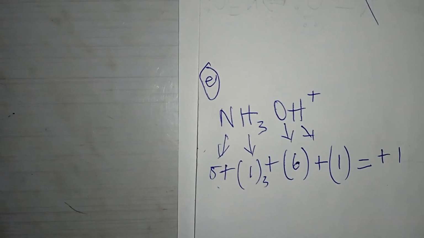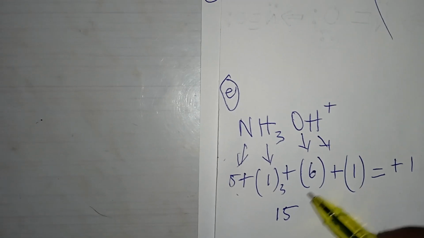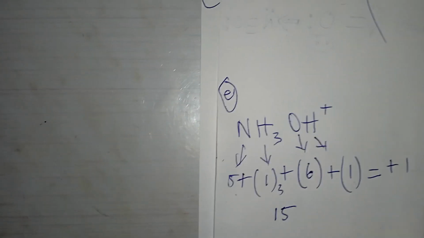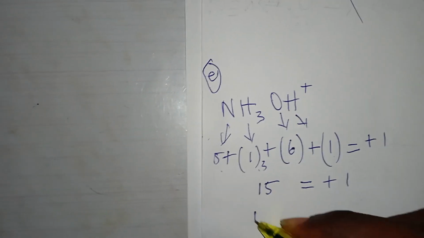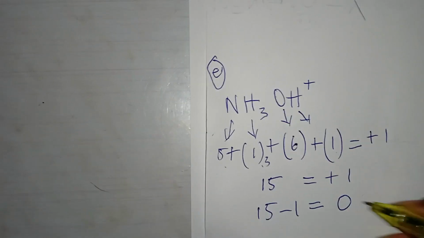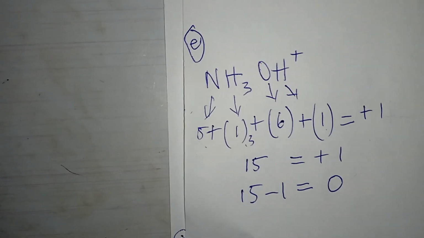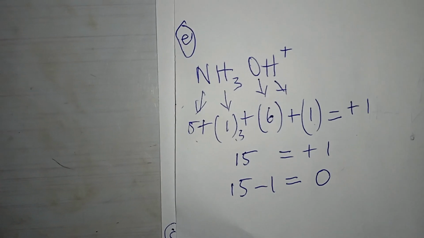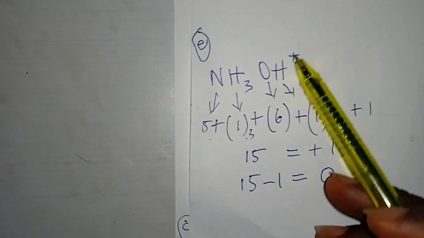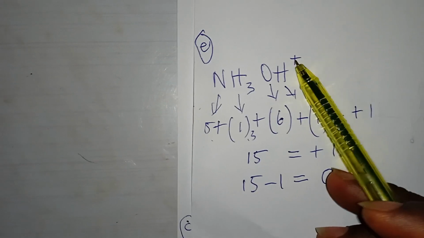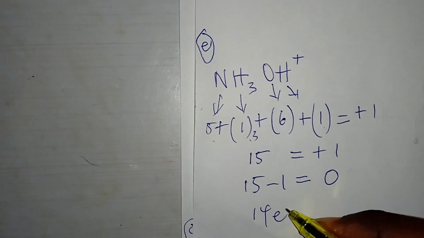So 15. See, 7 plus 3 is 10 and 15 equals to plus 1. So this is 15 minus 1 equals to 0. Always know that when the ion is plus, you must subtract that ion from the electron. But when it's negative, you must add it. Because if it's showing you plus, it means that it lost an electron to have more protons, which is indicating this positivity. So this is now 14 electrons.